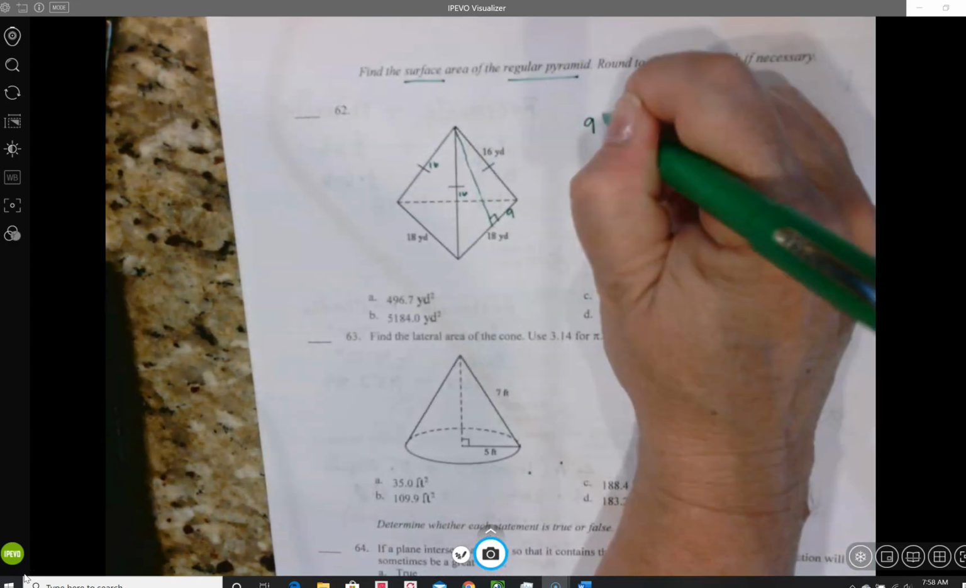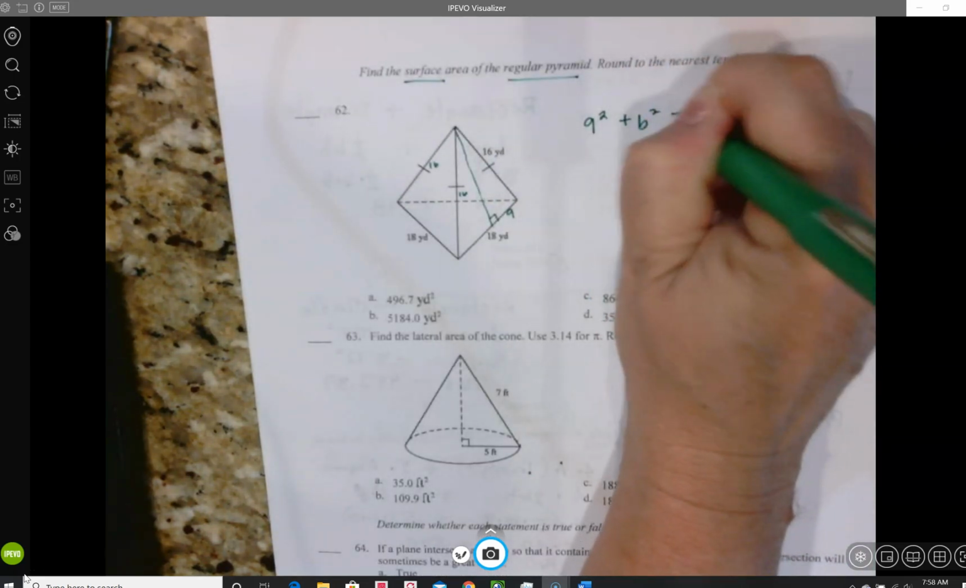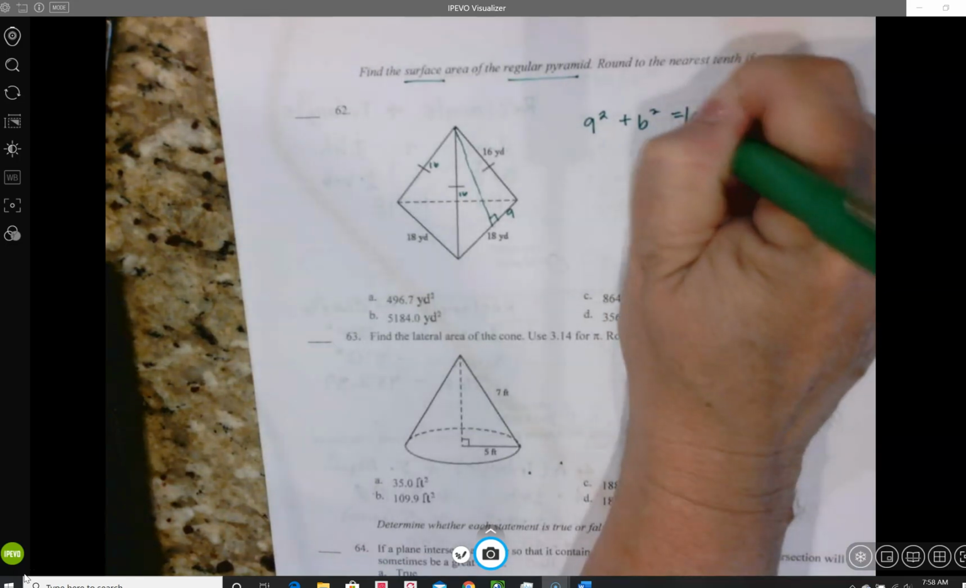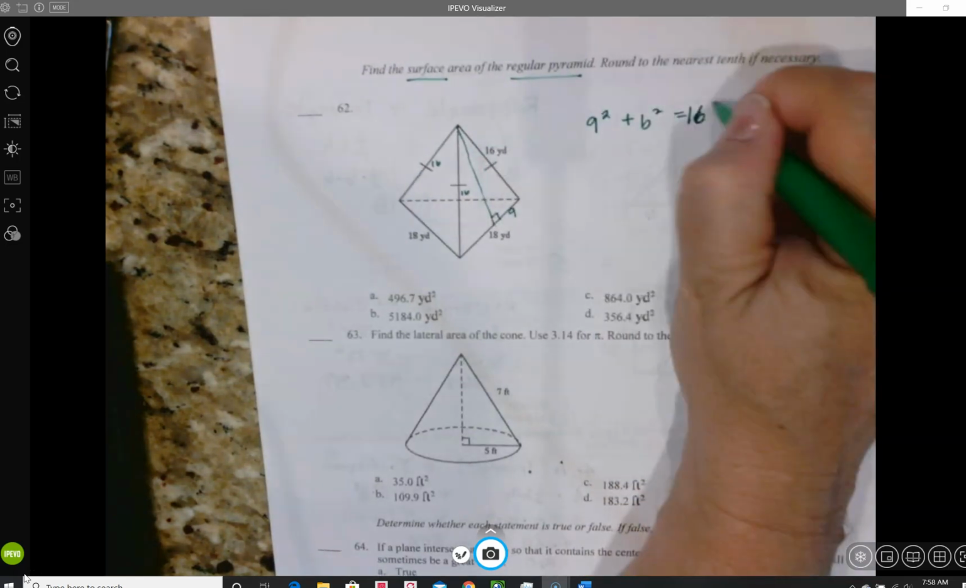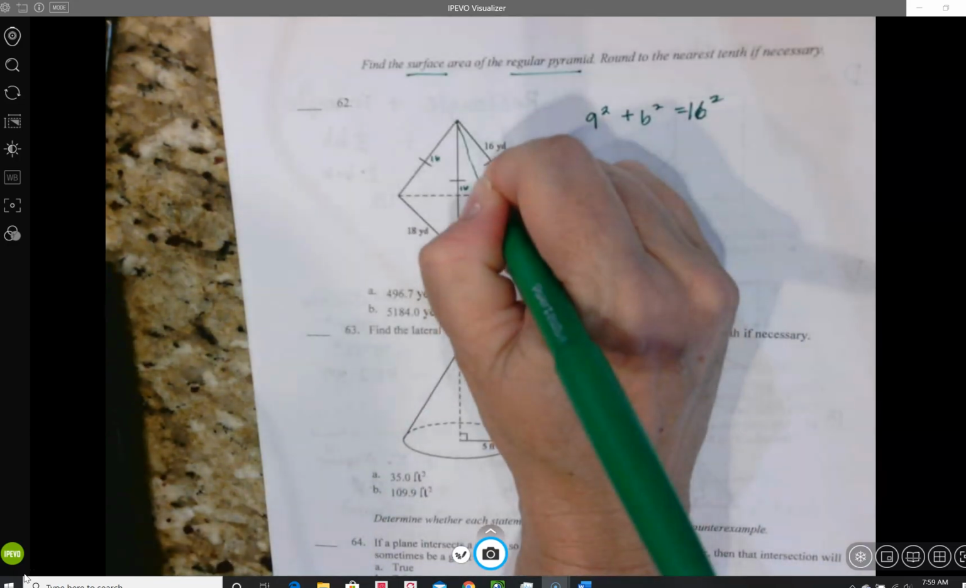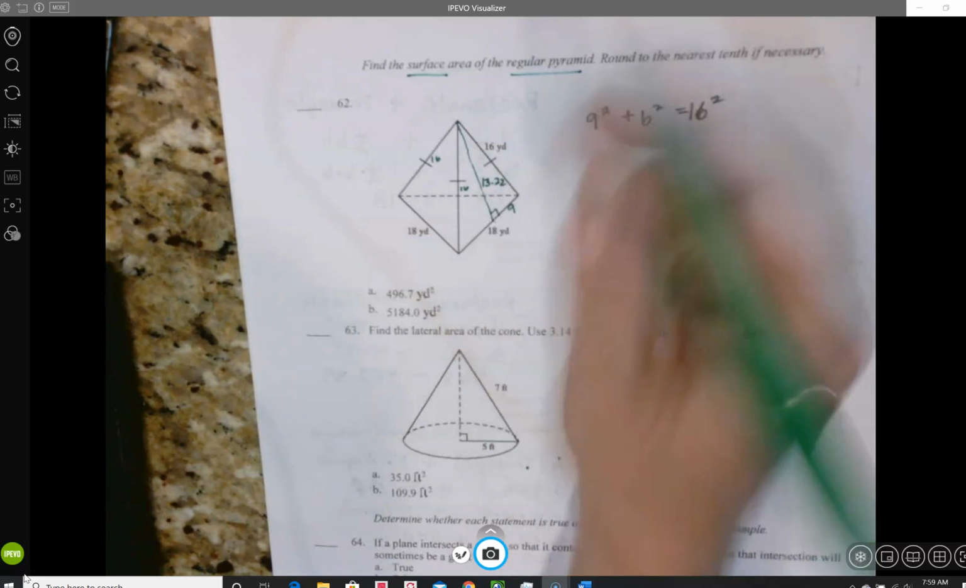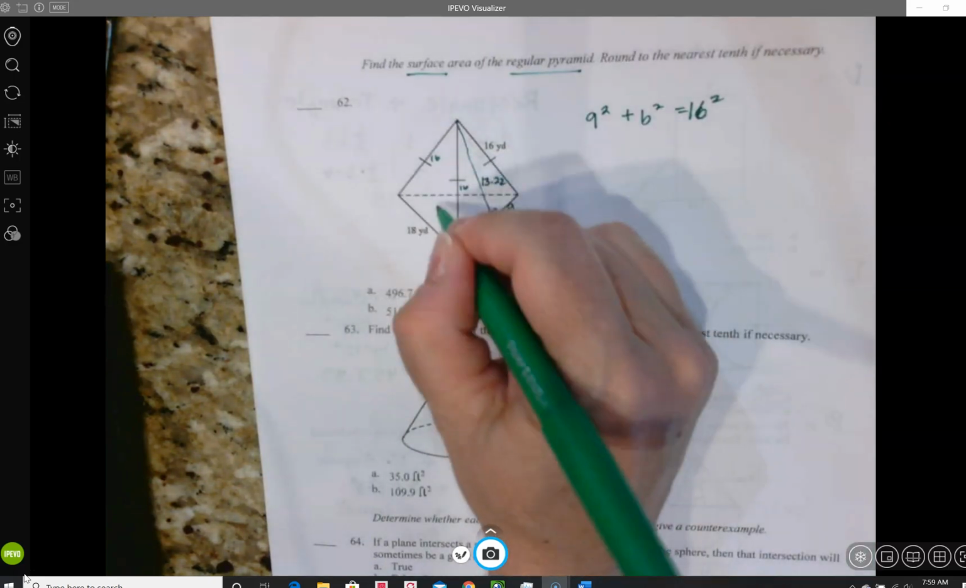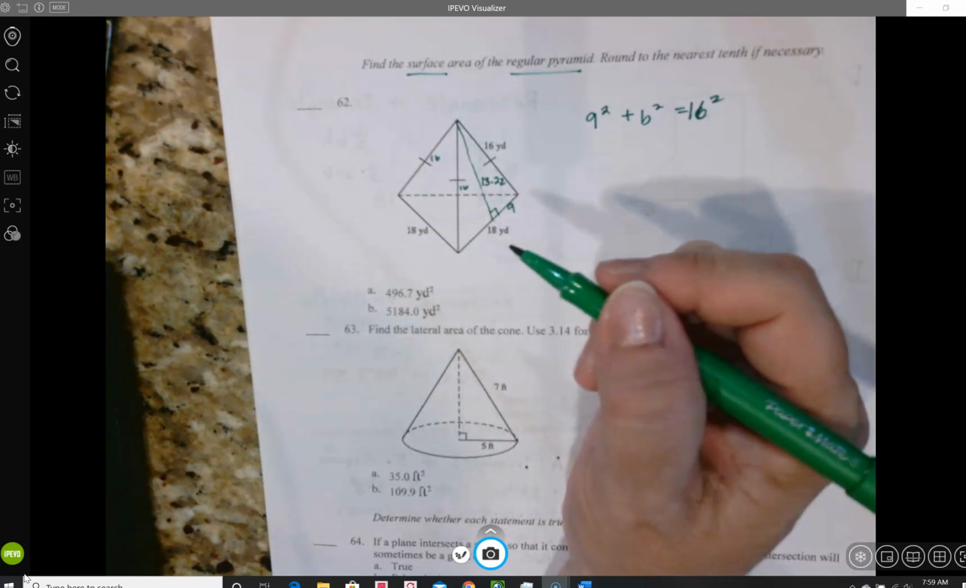So I've got a squared plus b squared equals c squared. And my c is the 16. That's the hypotenuse. So I'm going to take 16 squared minus the 9 squared. And I get 175, and the square root of 175. So this height is about 13.22. And I've got 1, 2, 3 of these guys.